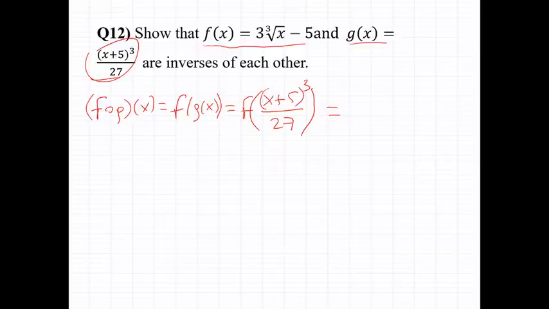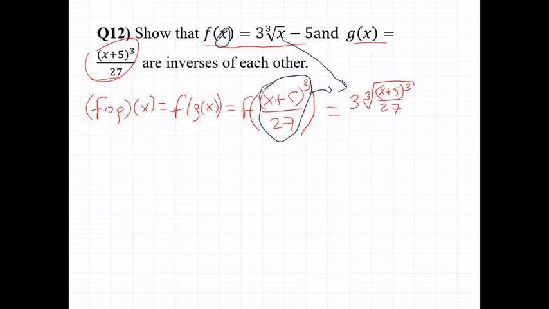Now, instead of x, we see here the whole thing as the input. So we have to put, instead of x, this one. Now, it gives us 3 times the cube root of x plus 5 cubed divided by 27, minus 5, and this makes 3 times the cube root of x plus 5 cubed, and then the cube root of 27, minus 5.